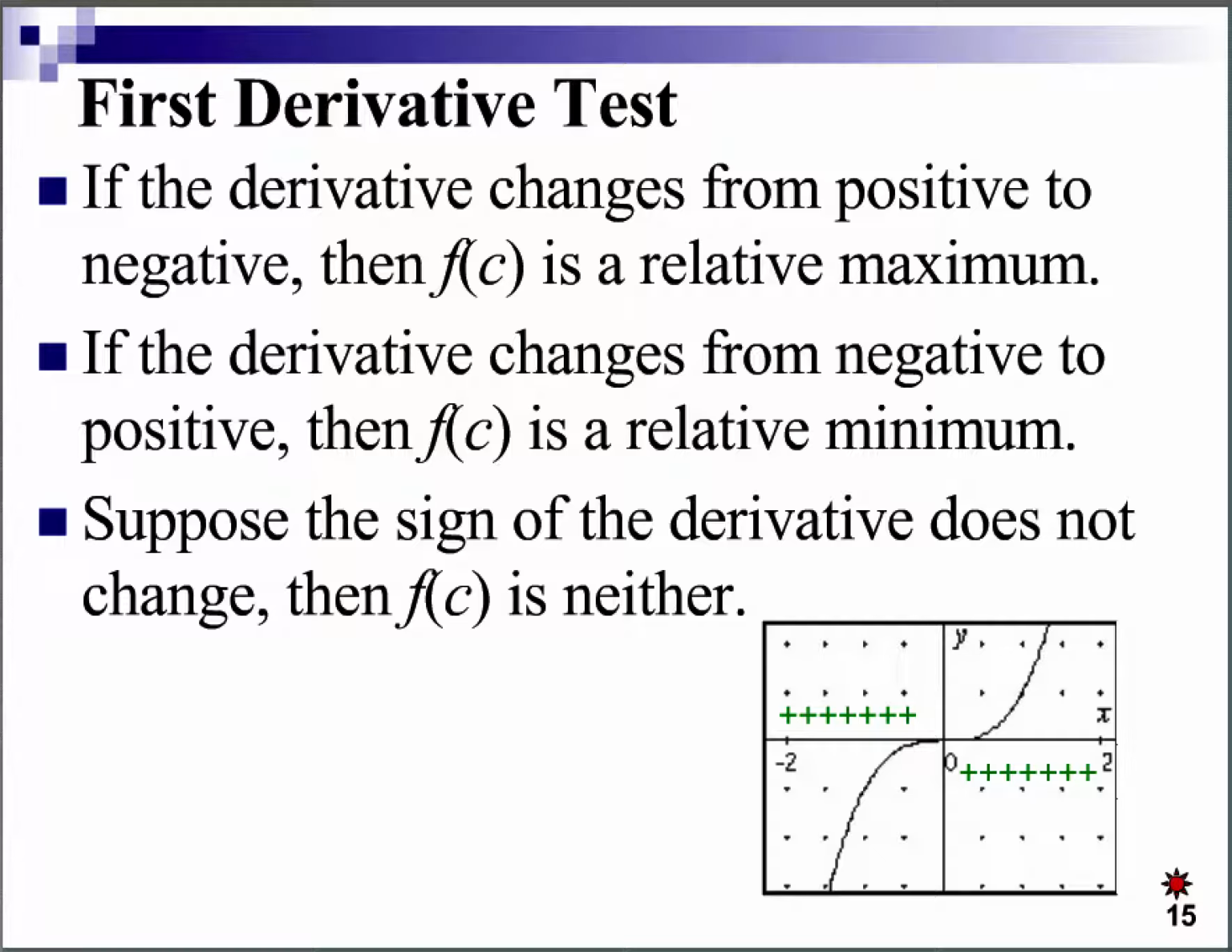So we cannot assume that a critical point will always correspond to a change in the derivative from positive to negative or negative to positive. You could see positive to positive, or in other situations, negative to negative. So the sign must change to have either a max or a min. So let's keep that in mind.